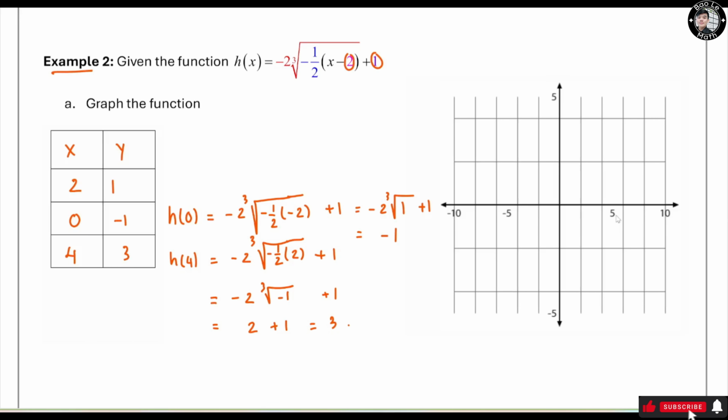Now I need to change the scale of this. Now x equals 2, y equals 1. It's going to be right here, and this is the vertex, right? x equals 0, y equals -1. This is the y-intercept. x equals 4, y equals 3. Now if you connect these 3 points, it's going to be something like this.